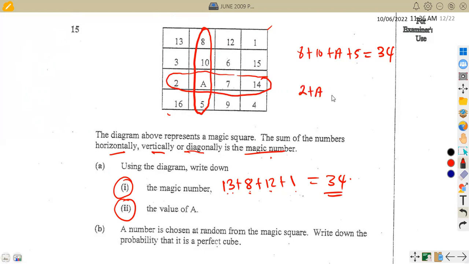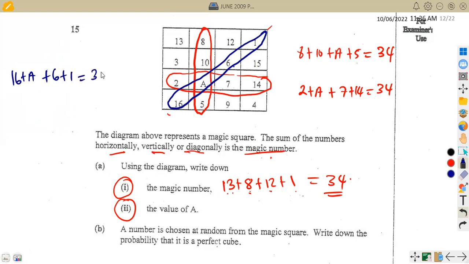2 plus A plus 7 plus 14, we must get the same magic number. Or you can take it in this diagonal manner. This one is a diagonal here. You must obtain the same answer. That is 16 plus A plus 6 plus 1. We must get the same answer, which is 34. That's what they said about this magic number. So there are so many ways to find A, so just pick any way of your choice.